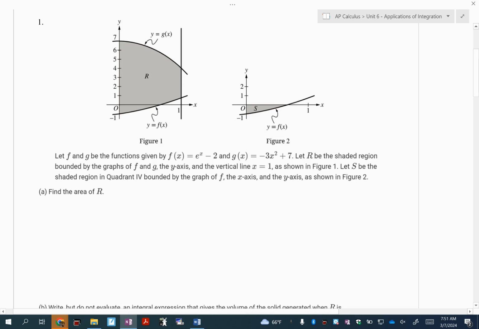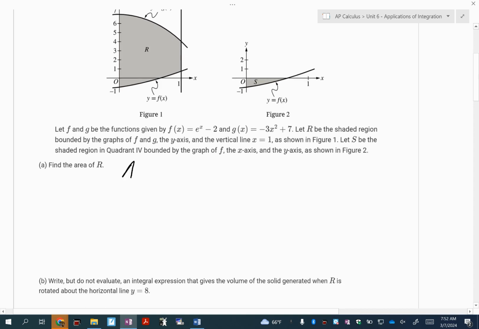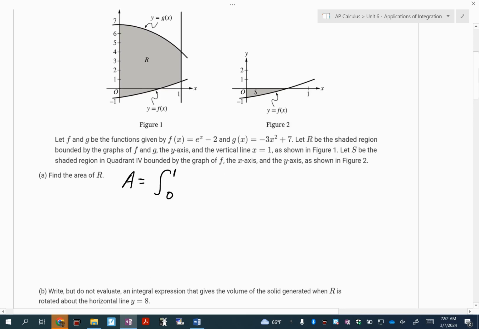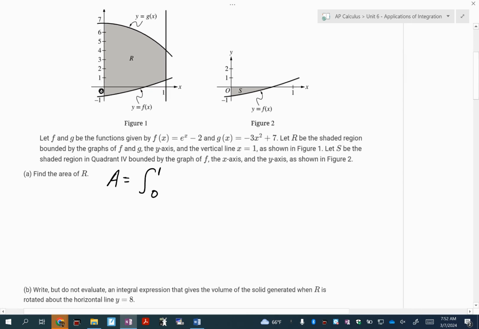So when you're asked to find the area, and in this case, we're looking at these functions from a top function to a bottom function, we're going to be doing the integral of the top function minus the bottom function. So in this case, my area is going to be equal to the integral from 0 to 1, right? Because when I look at my x values here, that's x value of 0 all the way to x value of 1. And then I'm doing the top function, which is g of x, so negative 3x squared plus 7 minus the bottom function f of x, which is e to the power of x minus 2, right? And I always make sure I have my notation, dx, all right?